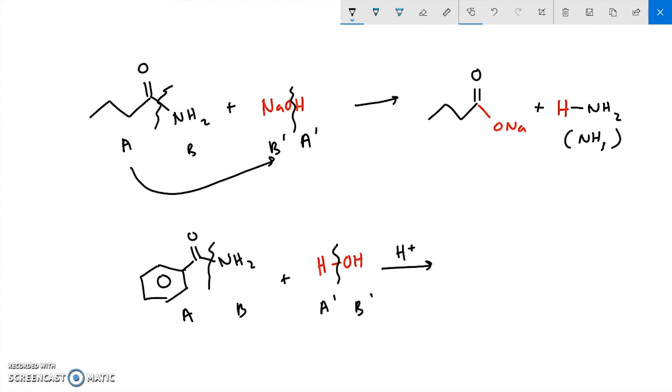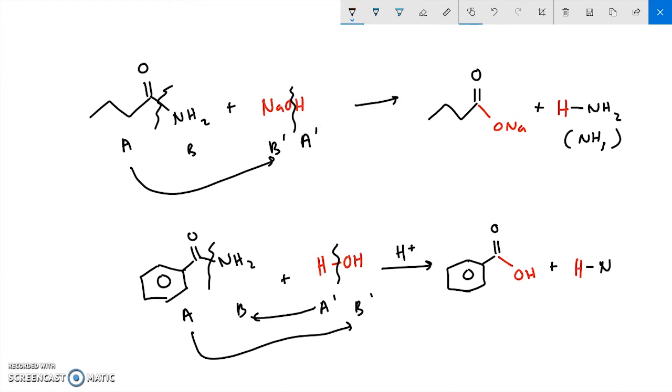Then we do the switch, where the A will combine with the B prime while the A prime will combine with B. So we can get our product. This is the benzene together with the C double bond O, which is attached to OH from the water, plus H from the water attached to the NH2 from the benzamide, to give the same side product of ammonia.